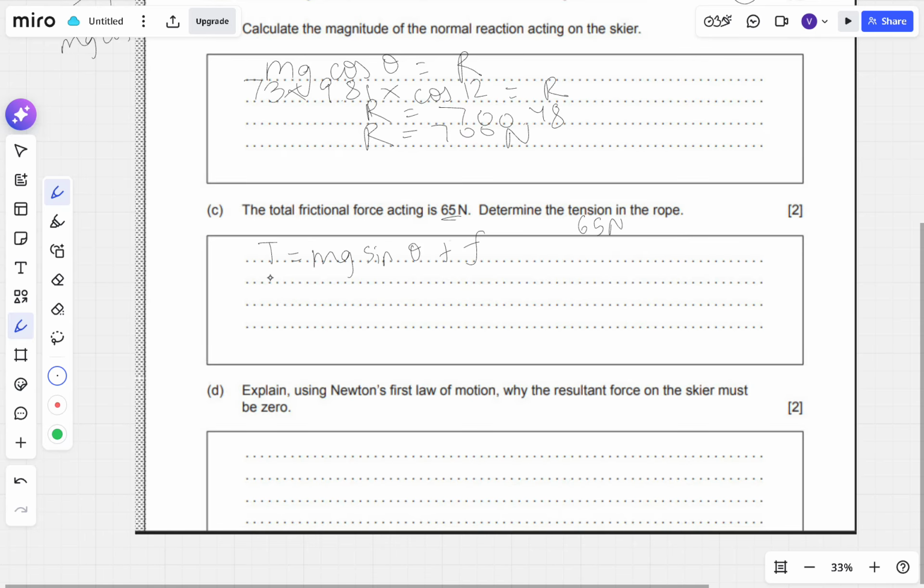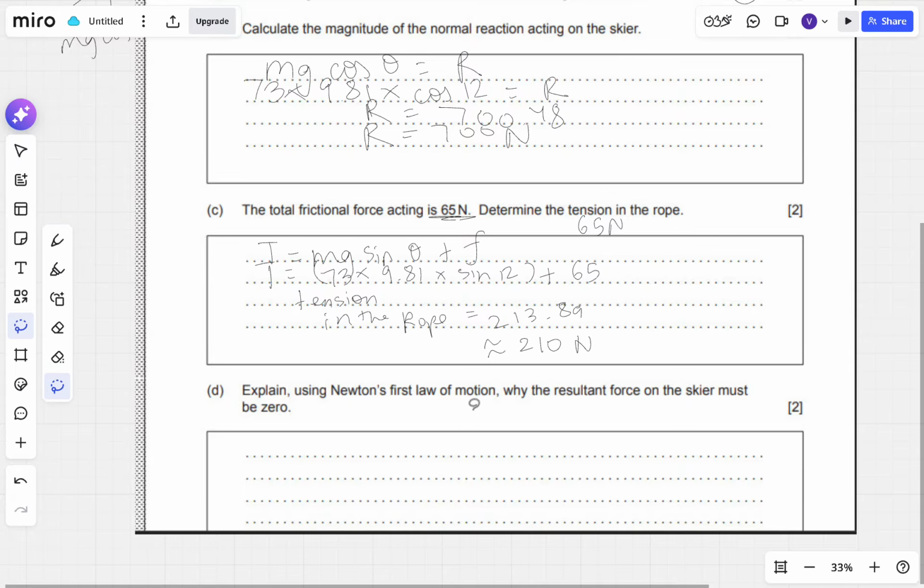So the tension in the rope: the tension equals 73 into 9.81 into sine 12. Put this in the same bracket, and this will be plus F. F over here is 65, so plus 65. So the tension in the rope would be approximately 213.89, or if you want to round this up, 210, because it's going to be two significant figures. Just make sure you are careful with the significant figures because they do carry some marks. So this is 210 newtons.